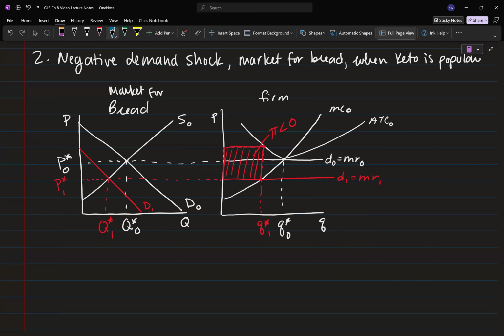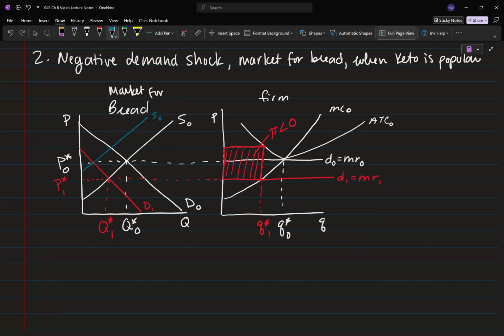So they're going to exit until the price goes back to its original level at that minimum average total cost curve, right? Average total cost doesn't change. So it's still defining the same point as that zero profit point, okay? So let's go ahead and graph that. So in response to the negative profits, in response to loss, that signals firms to exit, and they're going to exit until price returns to its original level.